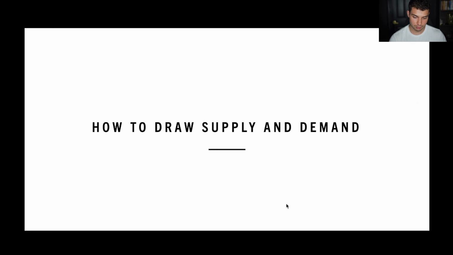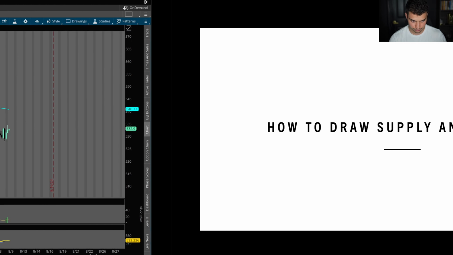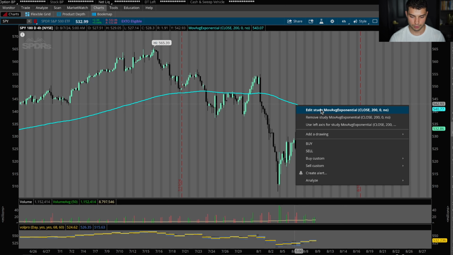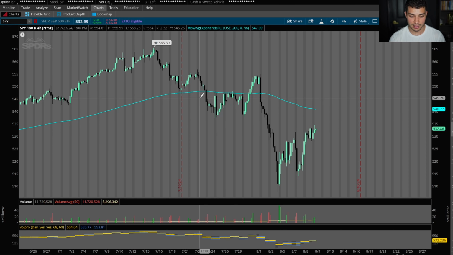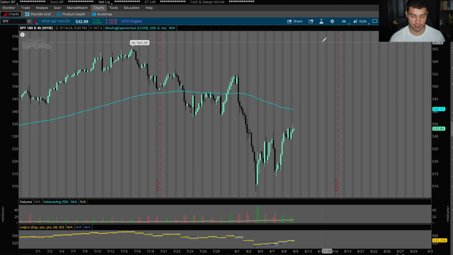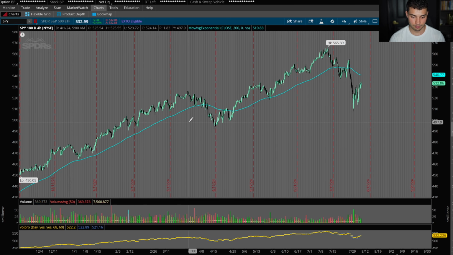But how to draw supply and demand, all right? So let's go into Thinkorswim here, okay? I'm in my Thinkorswim, and let me remove the EMA line here. You won't really need to understand what this means. This is an exponential moving average. This, as a beginner, is pretty good. I even use this sometimes too, but this helps you understand the trend of the market. It really does. This helps you get a gauge of how the market's trending.